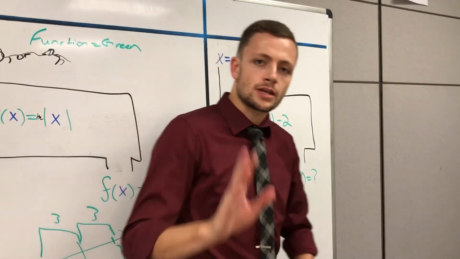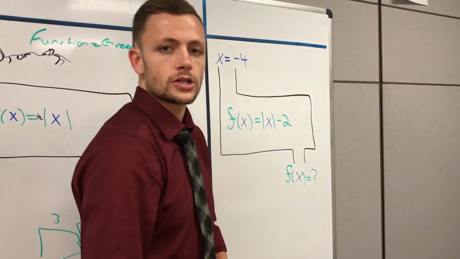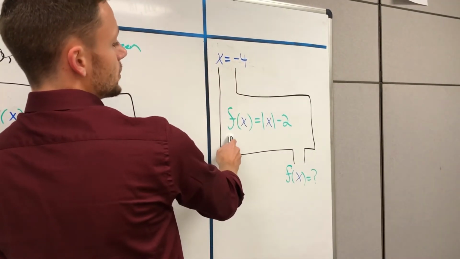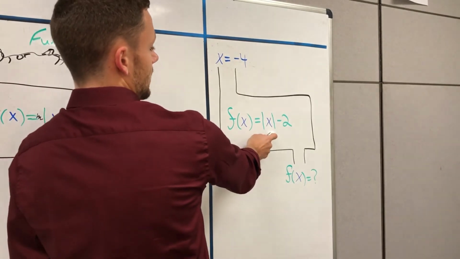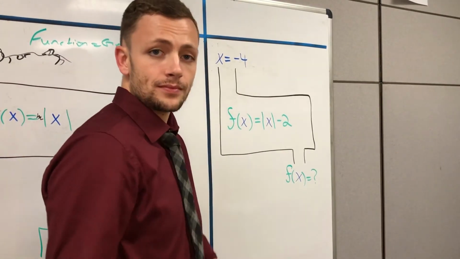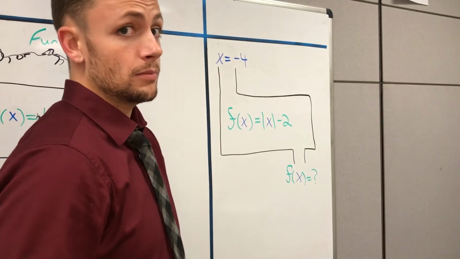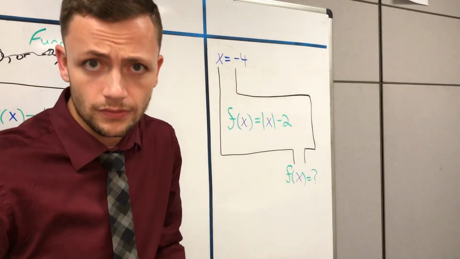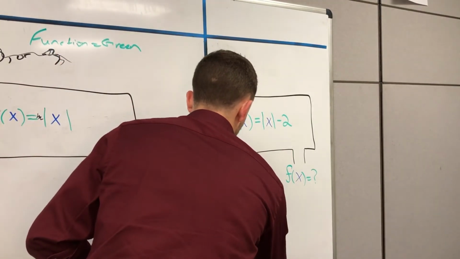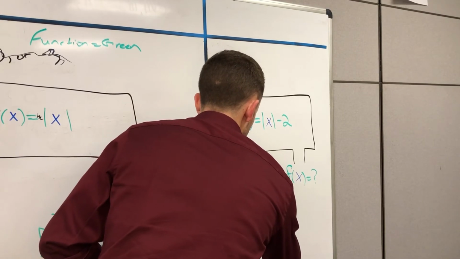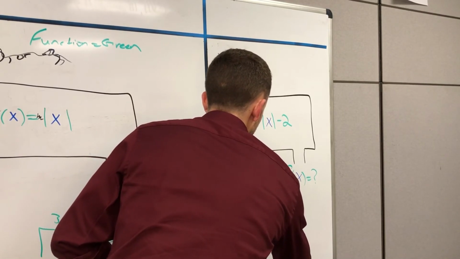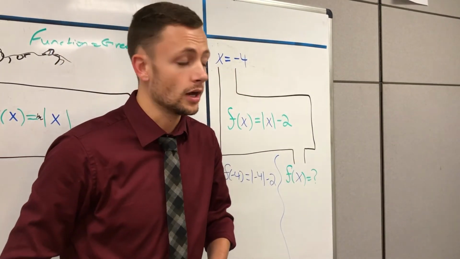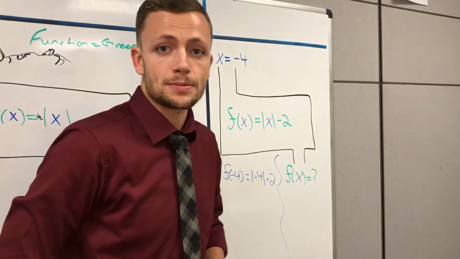All right, so Mr. Hill's coming at you with the third function today. Our input in blue, x is negative 4. Our function in green, f of x equals the absolute value of x minus 2. I want to know what f of x equals. So again, our inputs are blue, right? So we're going to substitute negative 4 in for x. So, f of negative 4 equals the absolute value of negative 4, minus 2. Now I'm going to channel my inner Dora the Explorer, or Go Diego Go, but what is the absolute value of negative 4?